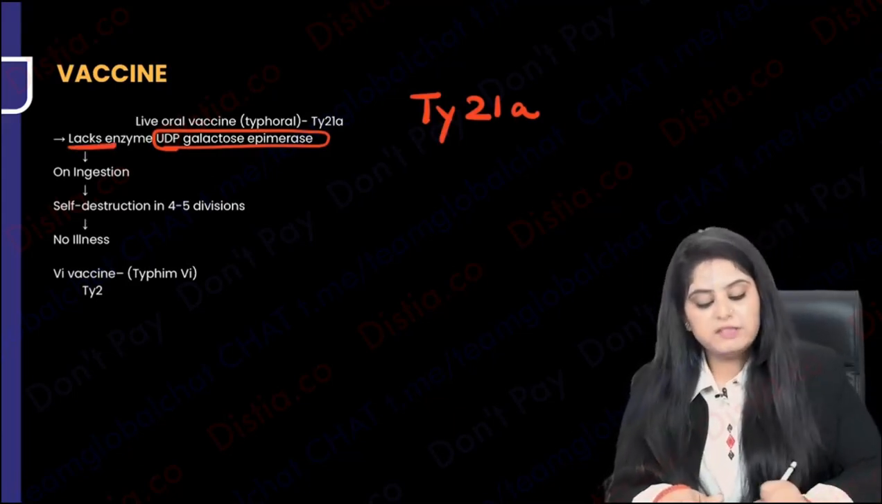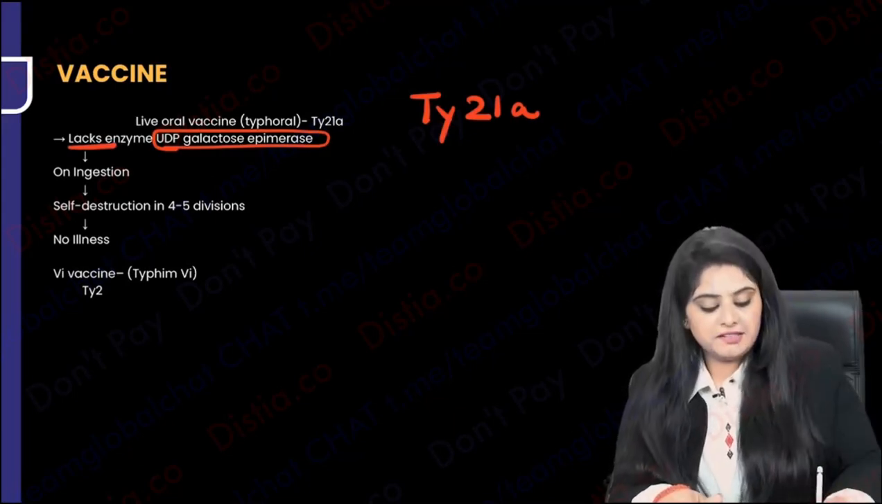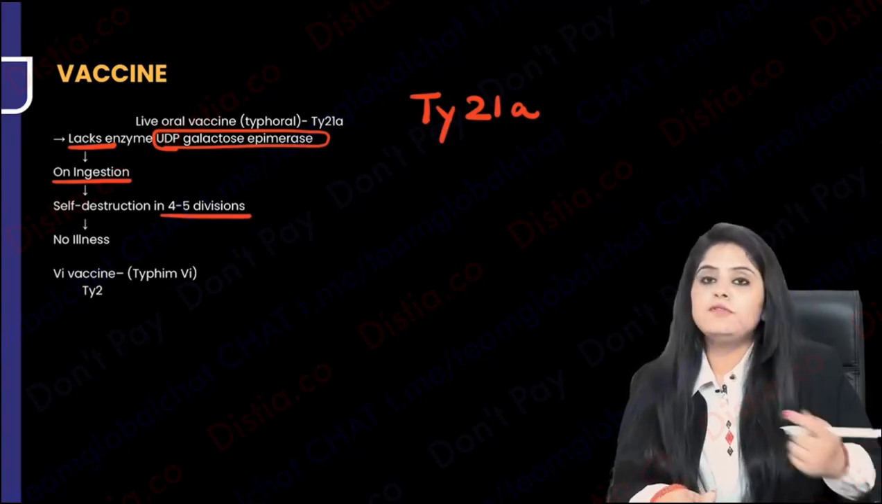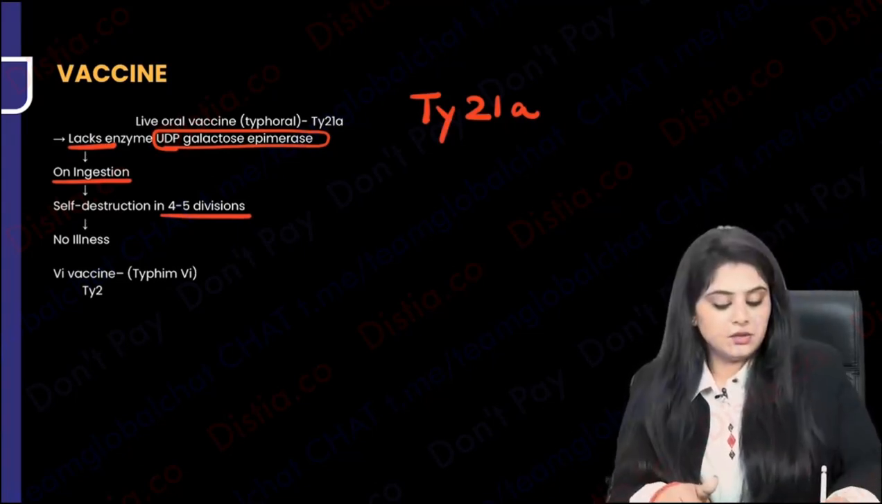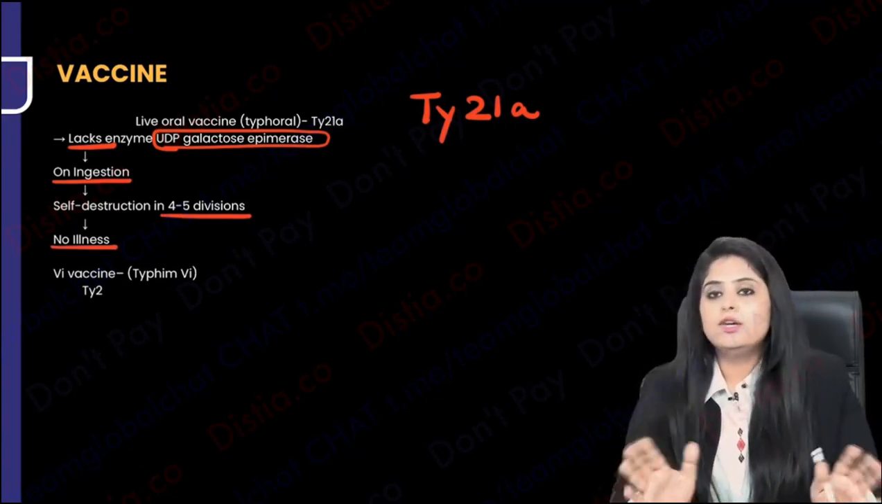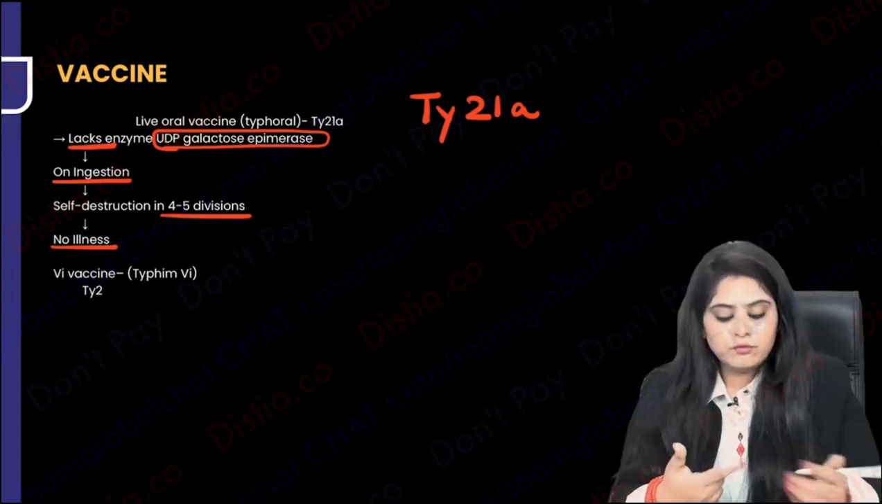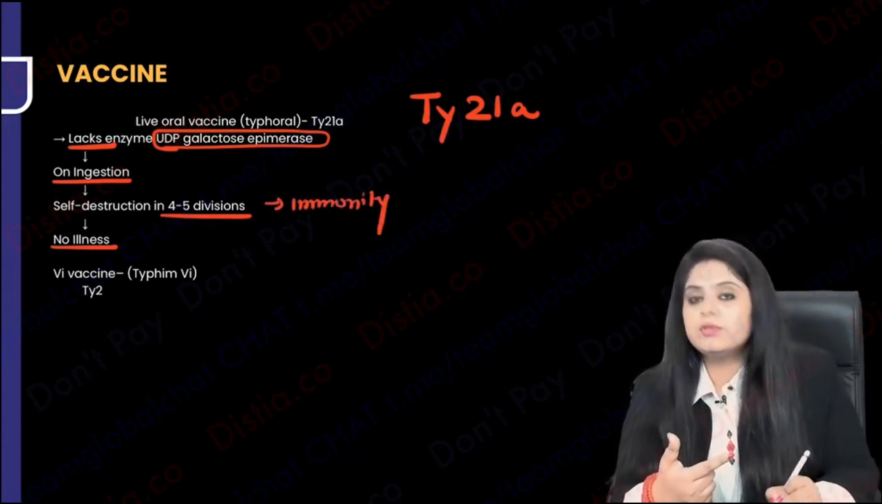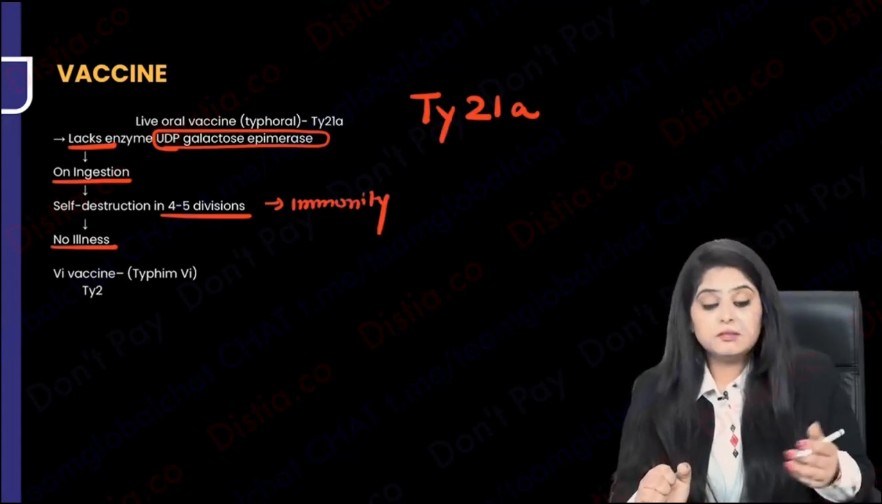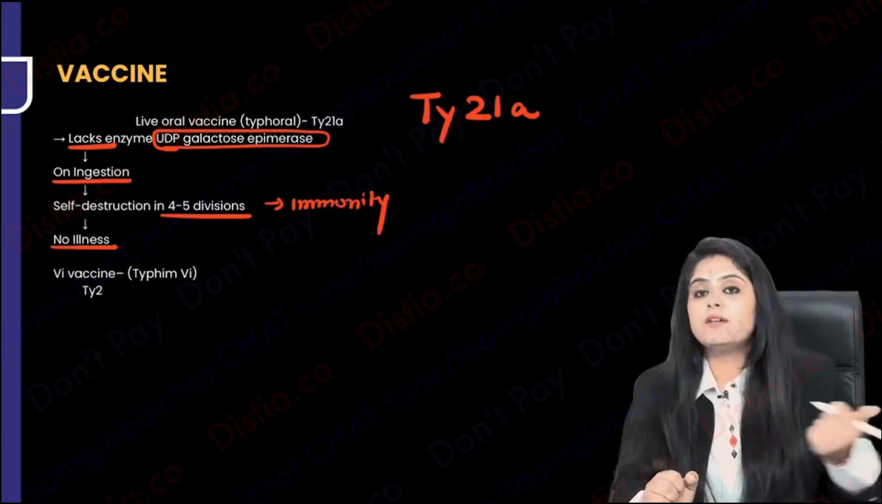I have removed this enzyme, so when this oral vaccine is given, within 4 to 5 divisions of the bacteria, this vaccine is going to die off. Basically, the bacteria is going to die off, and that's what is needed. Right? You don't want the illness to occur. You just want 4-5 divisions to occur, immunity to be formed, and the bacteria to die off. Otherwise, the bacteria would have kept on multiplying and the patient would have had typhoid.